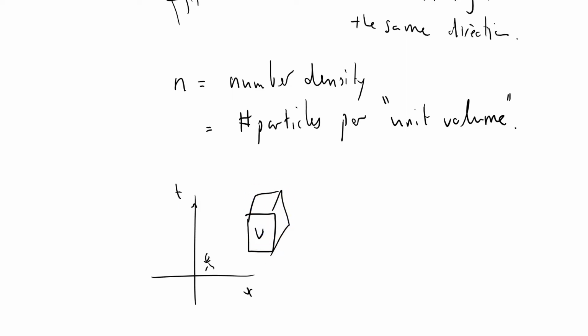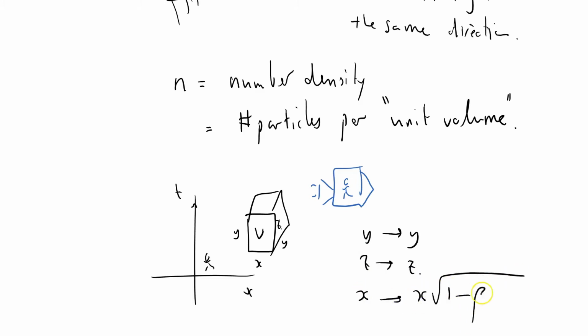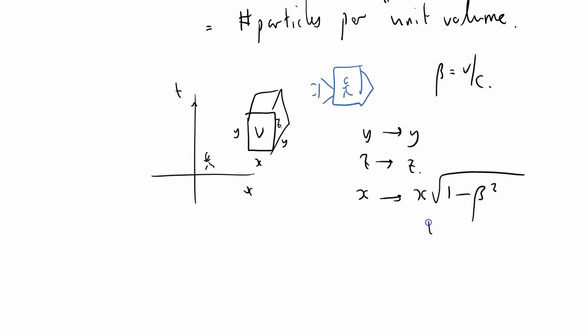Well, that looks perfectly well defined until I ask my friend Baz, who's in his spaceship. There's his spaceship, there he is, Baz, and he's cruising along here. What volume does Baz see? Well, Baz measures my control volume here. Y is the same for everyone, Z is the same for everyone, but X goes to X root 1 minus beta squared, where beta equals his velocity normalized to the speed of light. And this thing here is called the Lorentz contraction.